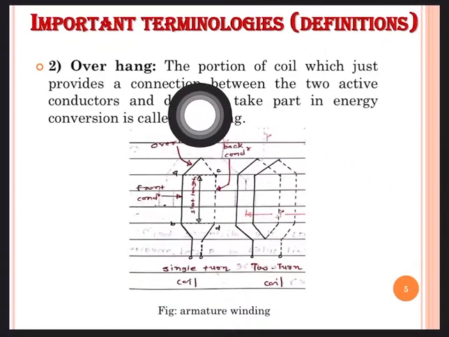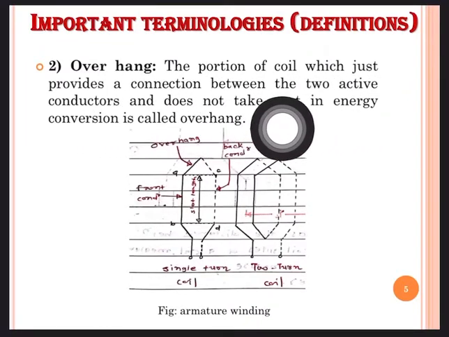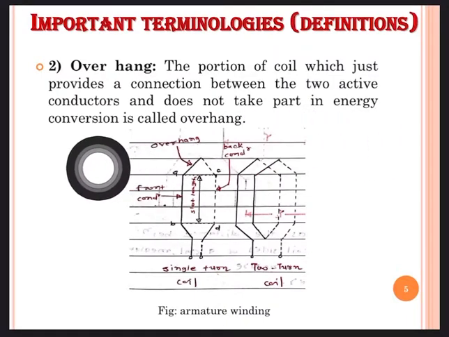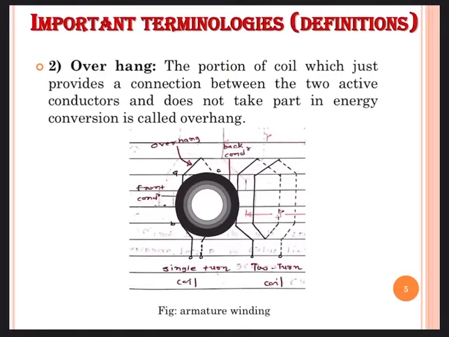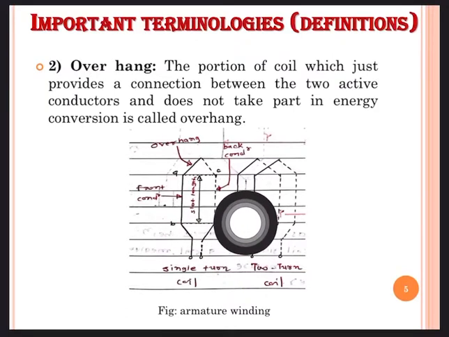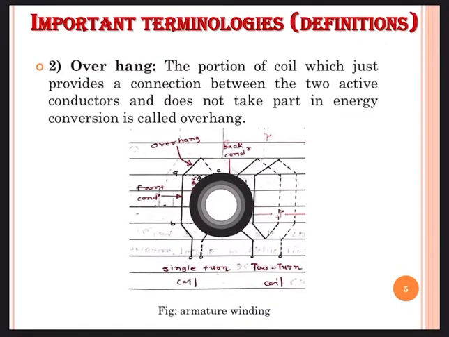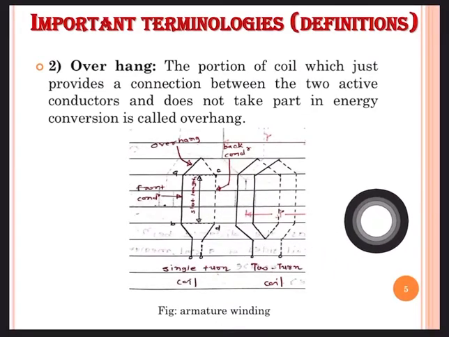Now overhang. The portion of a coil which just provides a connection between the two active conductors and does not take part in energy conversion is called overhang. We see that AB and CD are the active conductors, and this triangular portion is an overhang which will not take part in energy conversion, whether it is a motor or a generator.